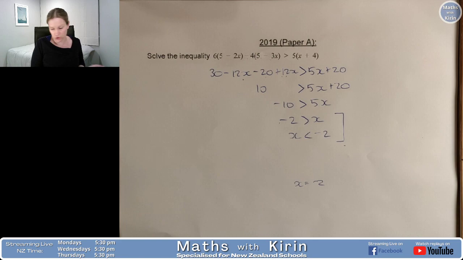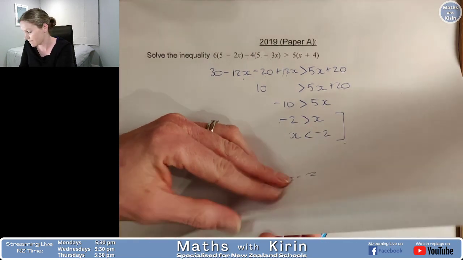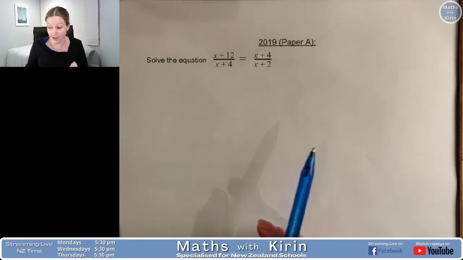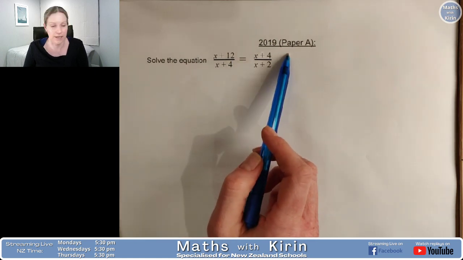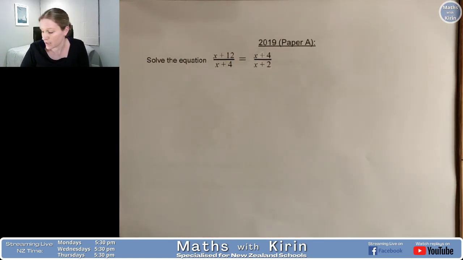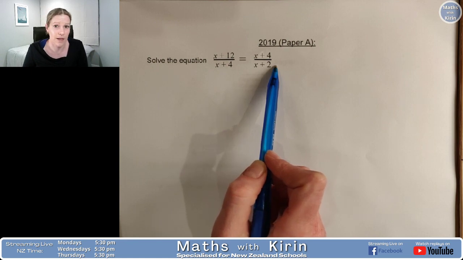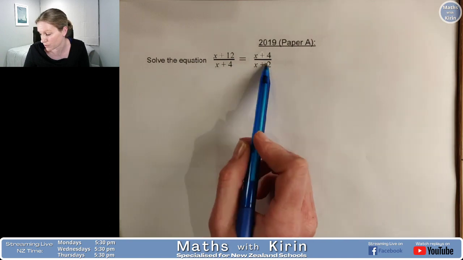Cool. We've got 2 to go, and then we're done today. So this one, again, from 2019 paper. So this is asking us just to solve the equation, and it probably doesn't look like at first glance we're actually going to end up with a linear equation, but we will. So this is one fraction equals another, and we looked at one of those when we were doing the examples, the second example that we went through today.